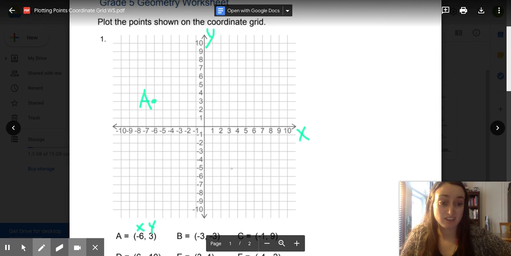So this was the first problem on the practice worksheet I gave you guys for today. So you can either do that one with me while you're watching this video, or you can skip it and go ahead and start with point B and do your best and let me know if you have any questions or if it's a little tricky.